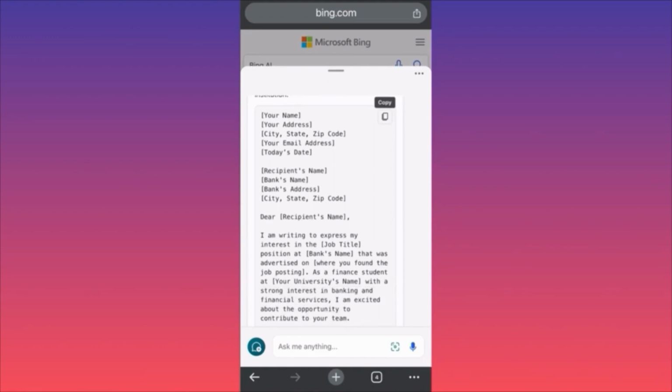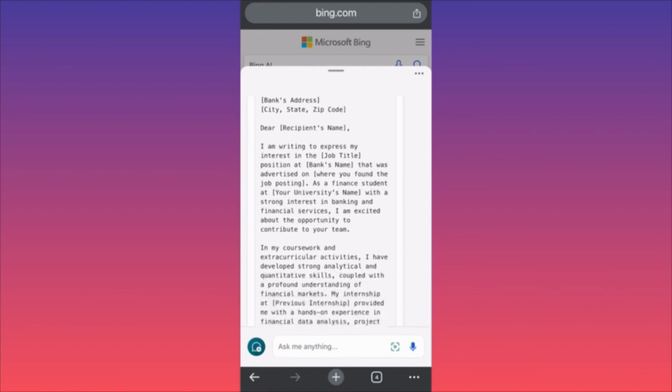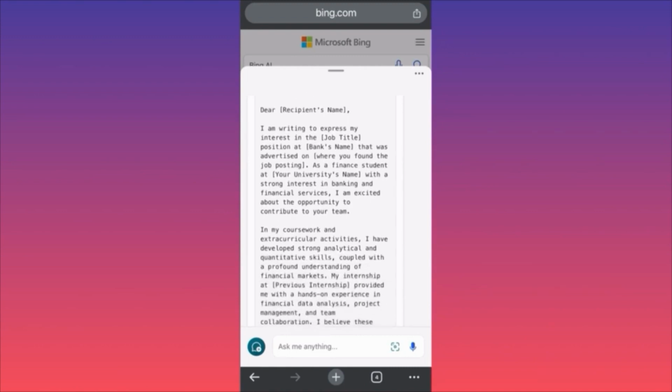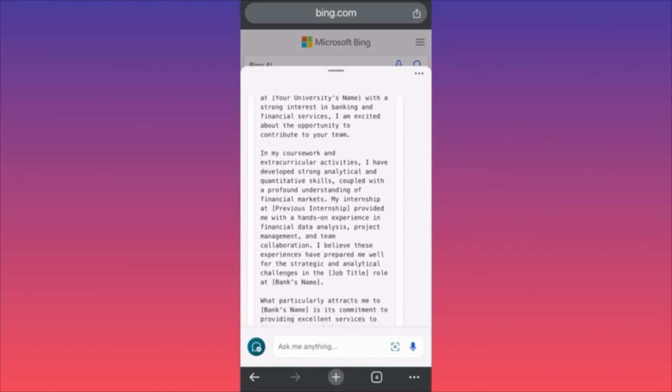You have your name, your address, your city, state, zip code, your email address, today's date, and then your future potential employer, right? The recipient's name, the bank's name, the bank's address, city. Okay, I'm writing to express my interest in the job, whatever job you're applying for. It could be an internship, could be an apprenticeship, right? Position at the name of the company that was advertised on, let's say, Yahoo Finance. As a finance student, or finance professional, as we mentioned, you might have some experience. You're looking to find work and you have a strong interest in their industry and in their company. I'm excited to have this opportunity and to contribute to your team.